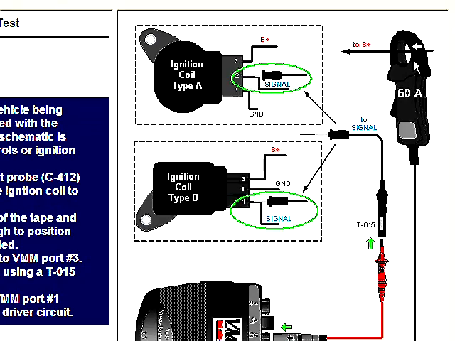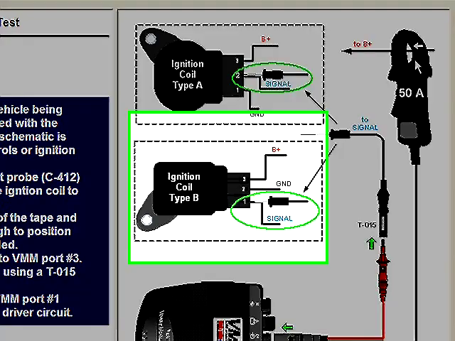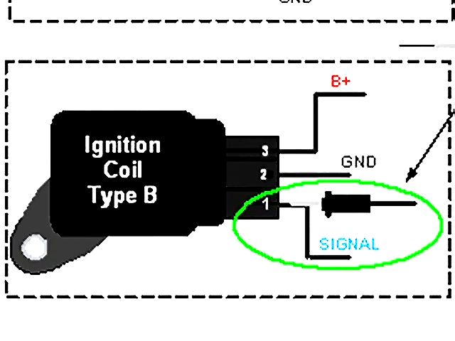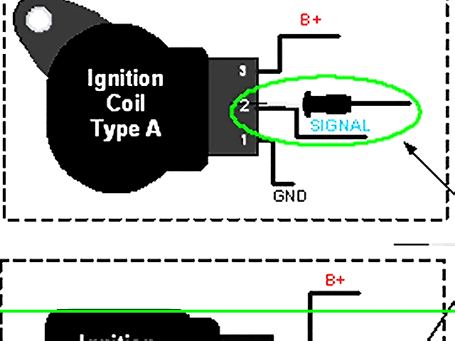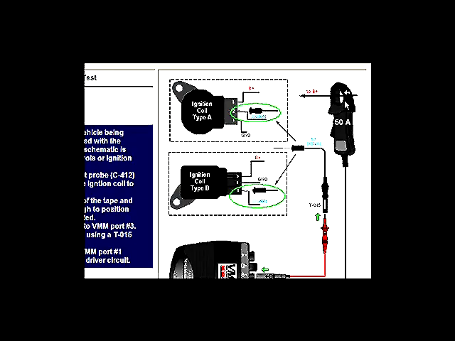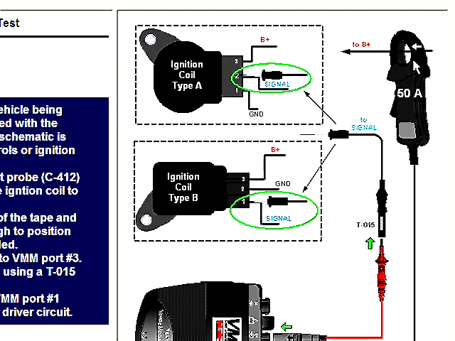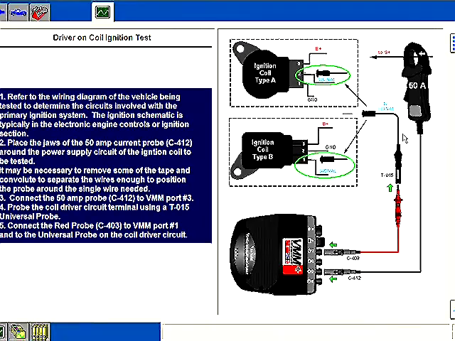Also, pay close attention to the type of coil being tested. Depending on the coil type, connection of the universal probe to the PCM driver signal may be located at coil connector pin 1 for the rectangular body or coil connector pin 2 for the circular body. Once the connections are made, start the engine and touch the tick button.